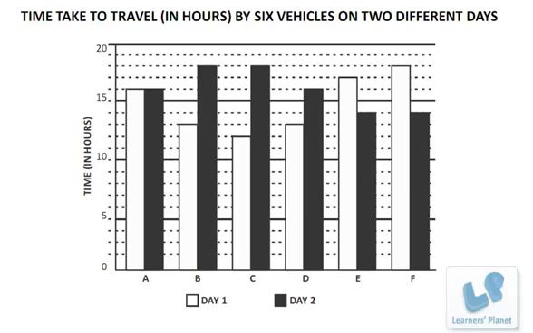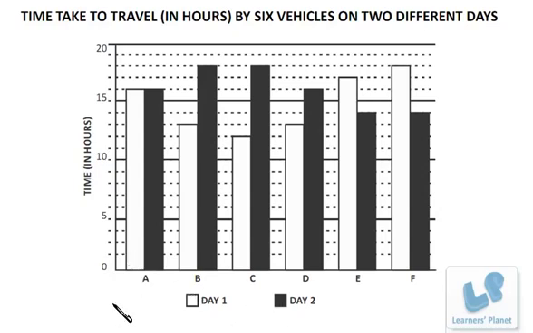Hello friends, in this session I am solving some problems based on data interpretation. The problems are from IBPS paper 2012. Here the first set of questions is there. We are given a bar graph that shows the time taken to travel, in hours, by 6 vehicles on 2 different days, day 1 and day 2.